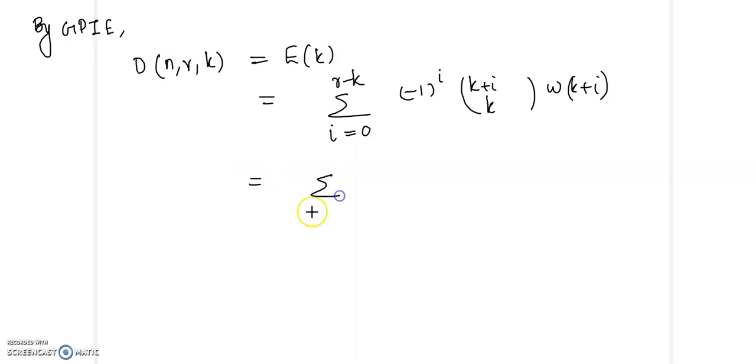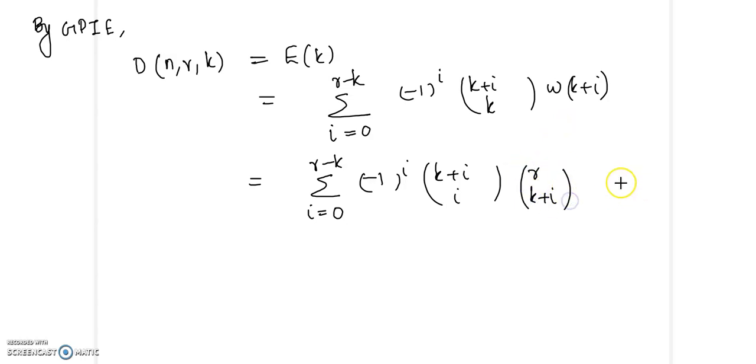Now let us substitute the value of omega into it. So that is minus 1 raised to i, k plus i C i. So omega of k plus i will be rC(k plus i) into (n minus t) factorial, by (n minus k minus i) factorial, by r minus... so we will have (n minus t) factorial by (n minus r) factorial, okay, that will be (n minus r) factorial itself.